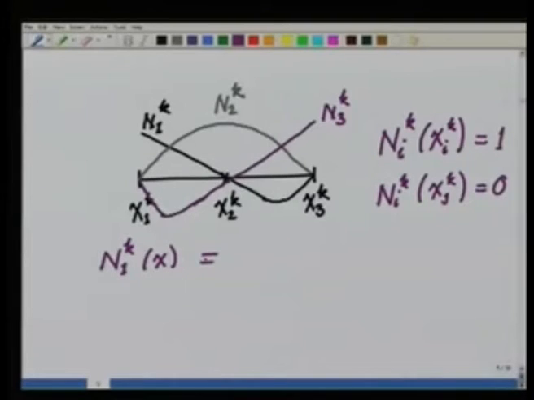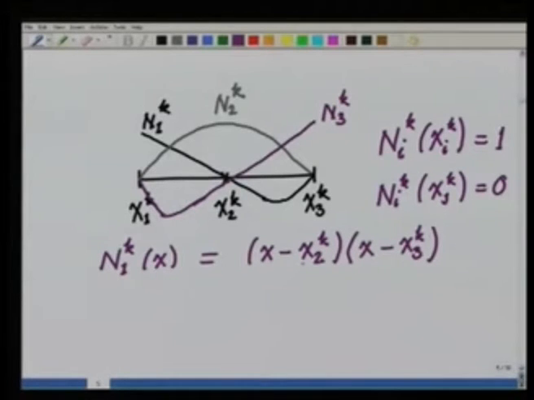This should vanish at the point x2k. So certainly this representation should have this form, right? Something into this. So if something into this is there, then at x2k this expression goes to 0. It should also vanish at the point x3k. So it should also have this part sitting there. So you see that this expression vanishes at the point 2 and the point 3 of the element.